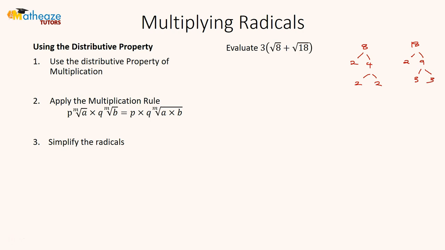So we're going to rewrite the whole expression. So this is 3, and then now we replace square root of 8 with 2 square root of 2, and we replace square root of 18 with 3 square root of 2. Now you can see here that we can actually add them together because they have the same radical. So this is 3, and then 2 plus 3 is 5 square root of 2, which is going to end up as 15 square root of 2.